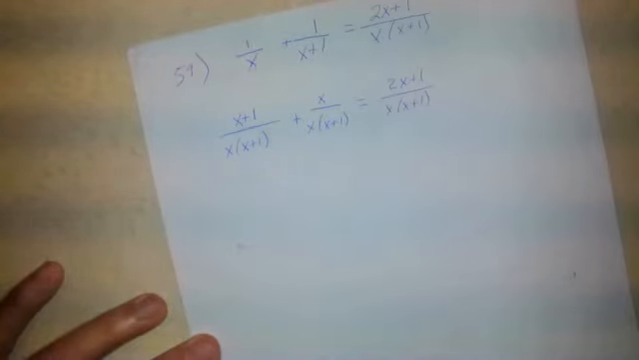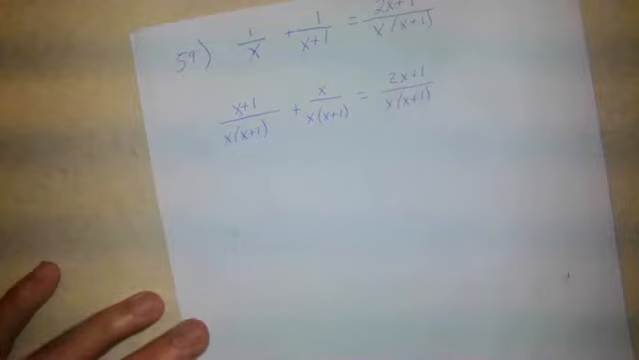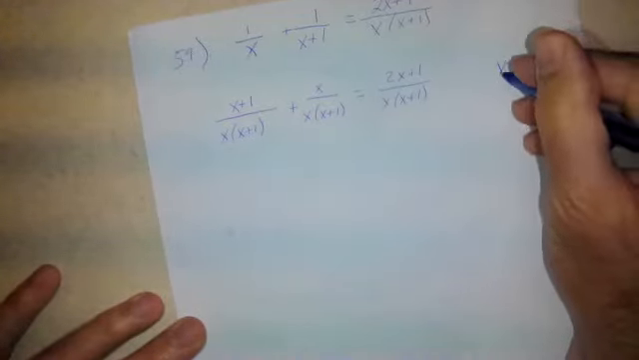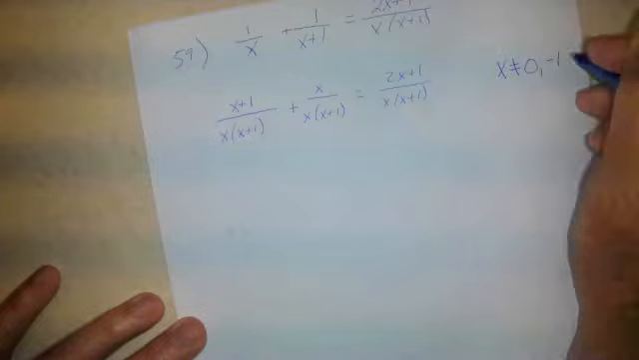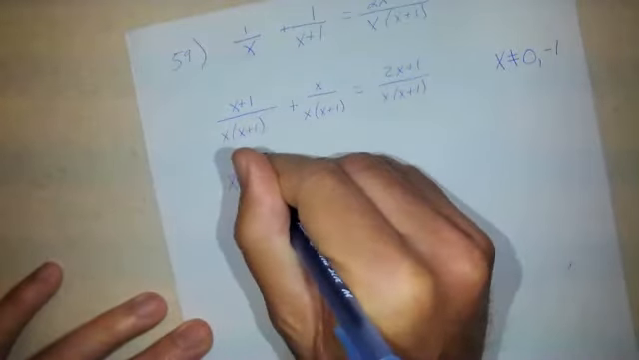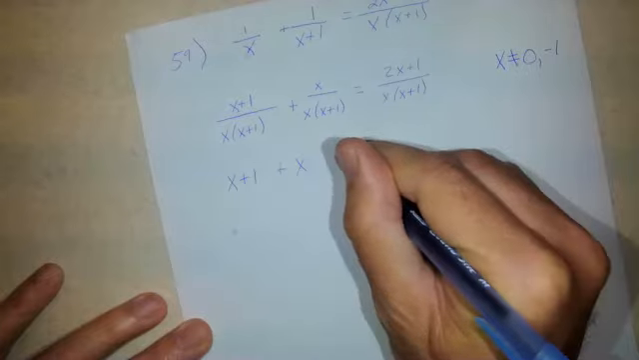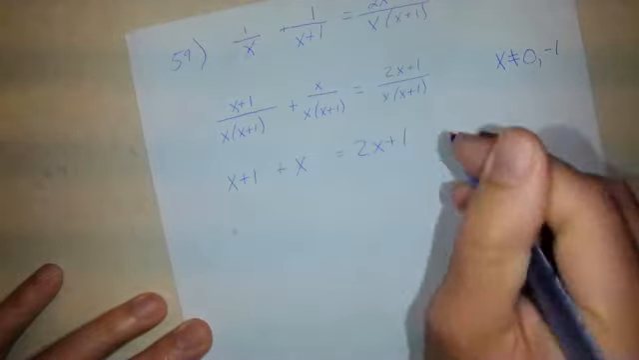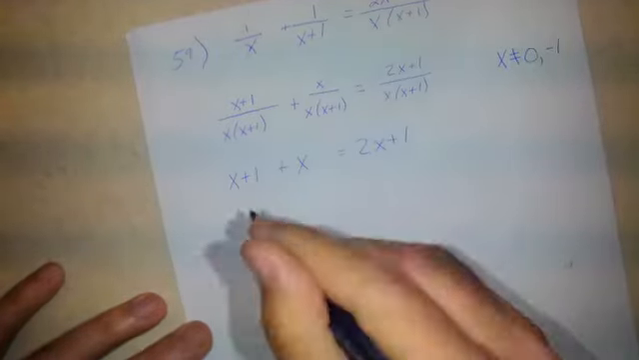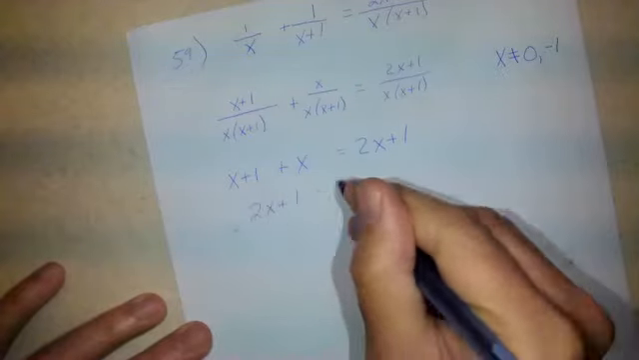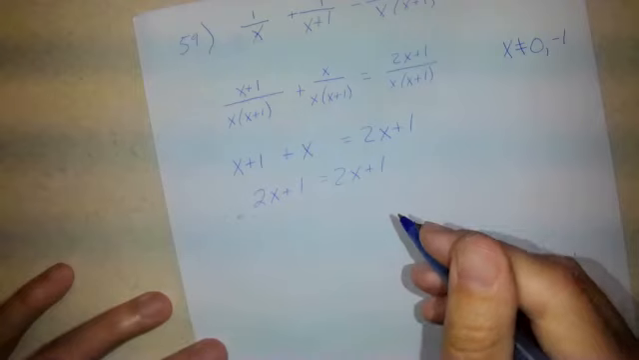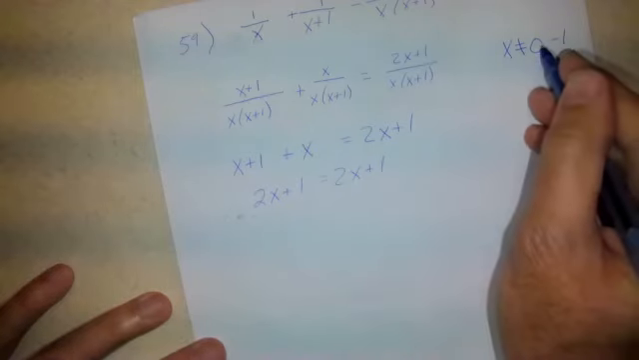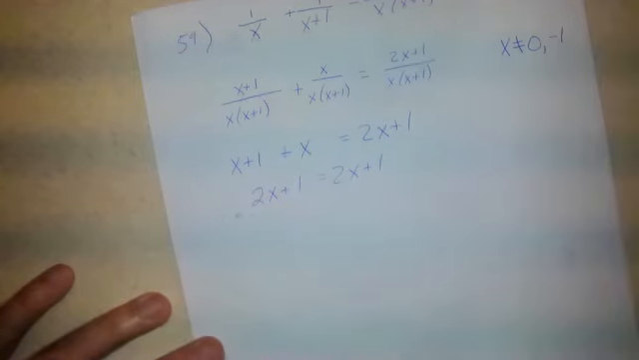My next step, I'm going to eliminate those denominators. Technically, I'm multiplying everything by x times (x plus 1), but I should remind myself that x may not equal 0 or negative 1. So I've got x plus 1 plus another x equals 2x plus 1. Noodle scratcher here. It seems to me that 2x plus 1 equals 2x plus 1. So it works for all numbers as long as x is not equal to 0 or negative 1.